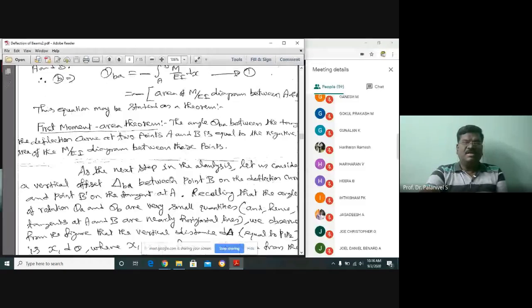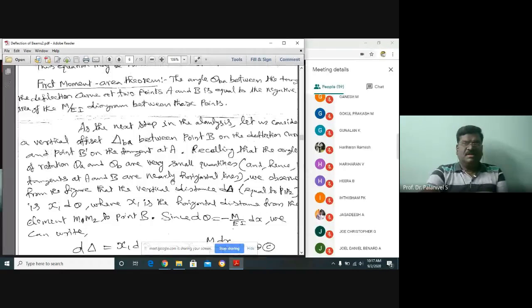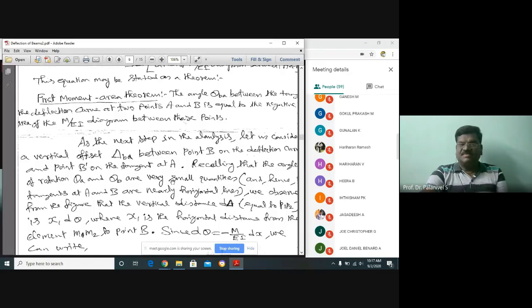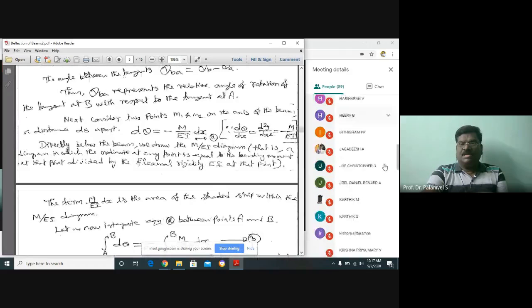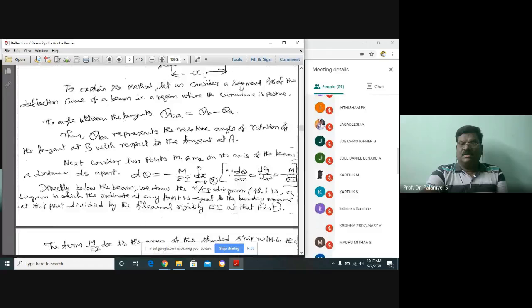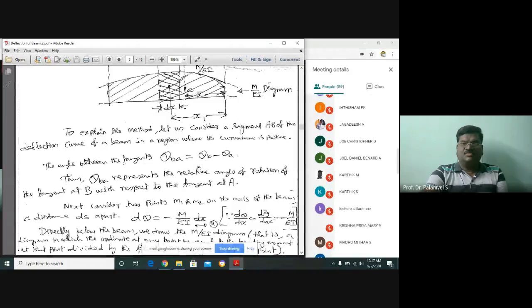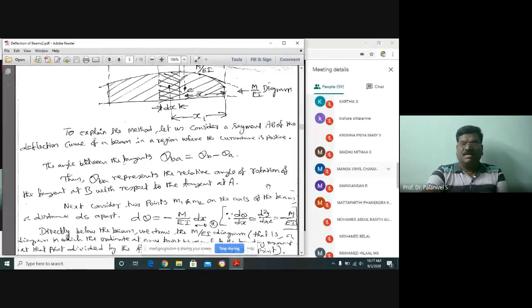Next, we are going for the second moment area theorem. Shall I stop it now? I think this was sufficient, because in the next class I will continue. Time is almost 18. I will keep some name like this so that it will be well recorded for attendance.